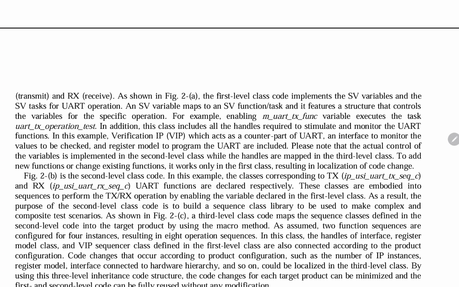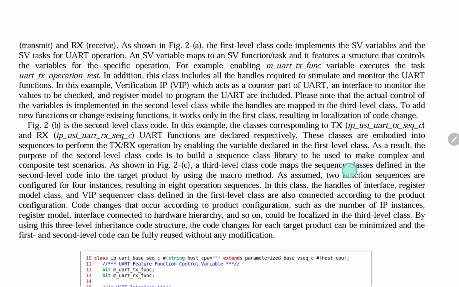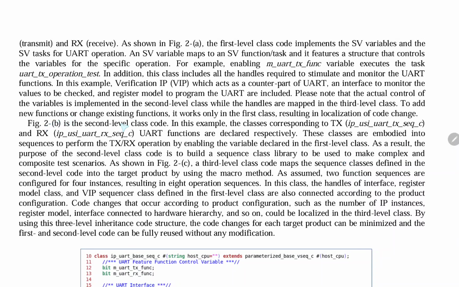This example includes a verification IP, VIP, which acts as a counterpart of UART, an interface to monitor the values to be checked, and the register model to program the UART. Please note that the actual control of the variables is implemented in the second level class, while the handlers are mapped to the third level class. To add new functions or change existing functions, it works only in the first class, resulting in the localization of the code change.